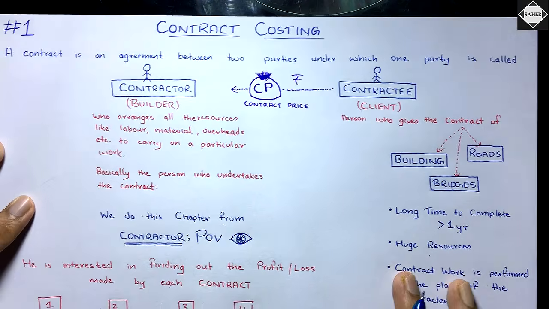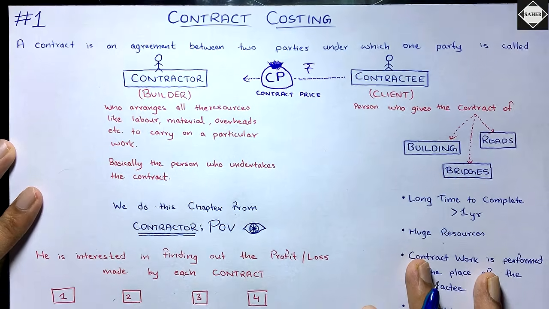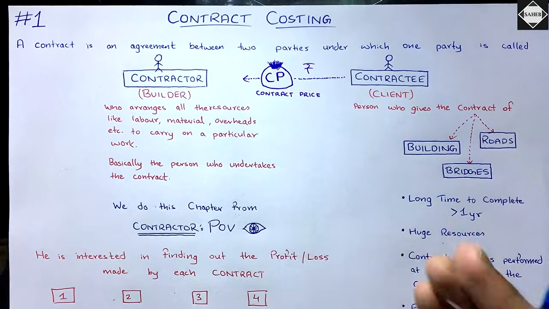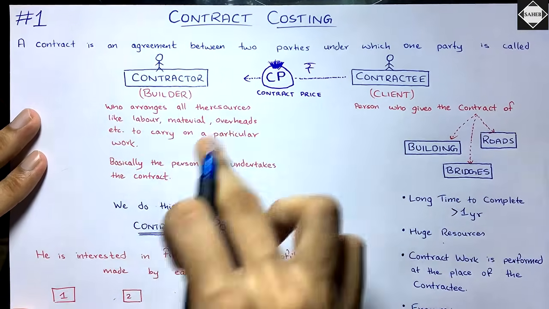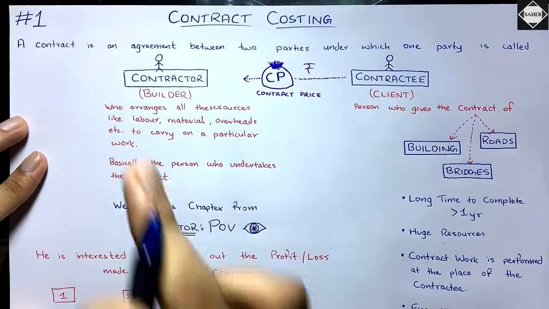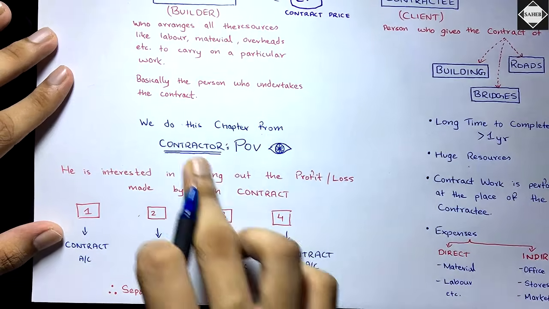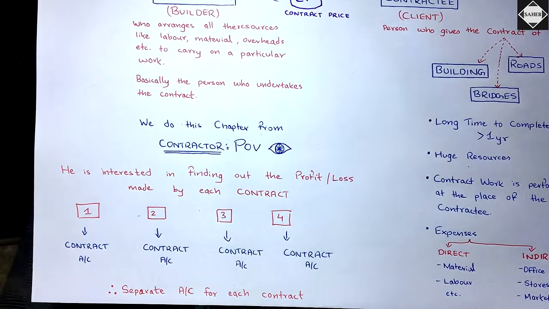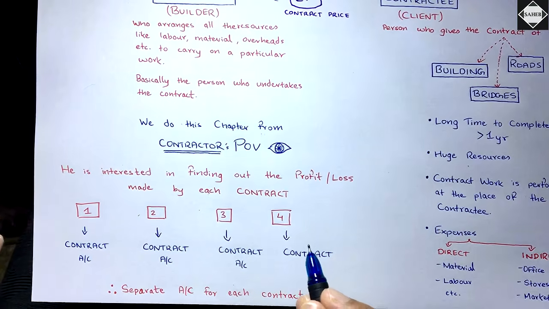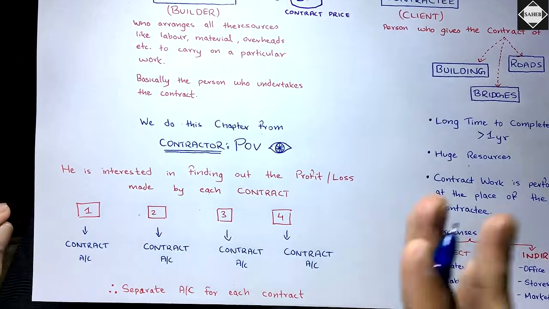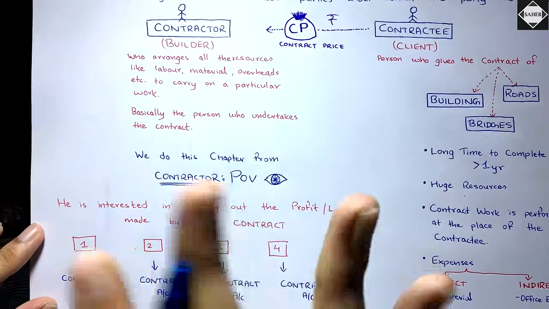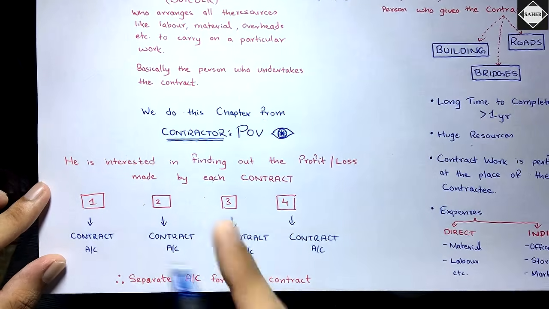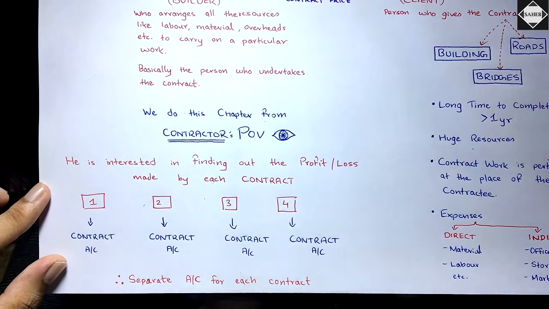Now as a student, what we have to do in this chapter is to do it entirely from the point of view of the builder, the contractor. We do this chapter from the contractor's point of view, because the contractor is interested in finding out the profit or loss made by each contract. Suppose this contractor has 4 contracts going on at 4 different sites: site 1, site 2, site 3, site 4.